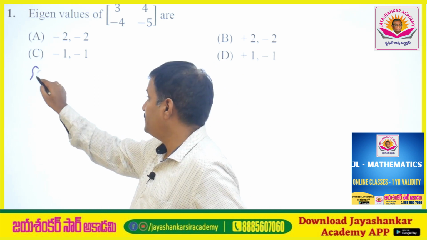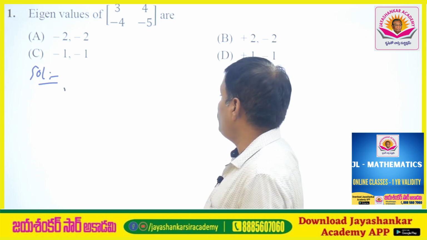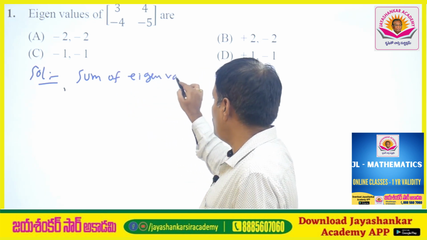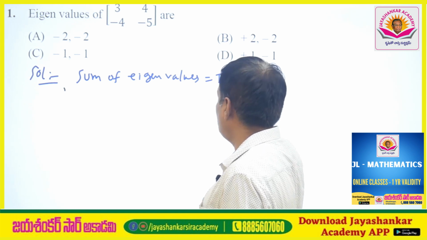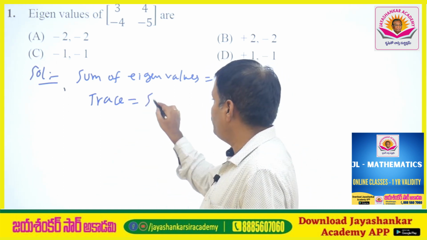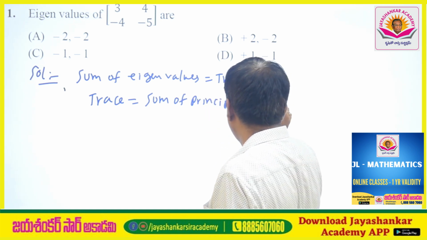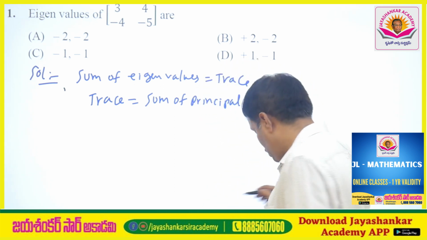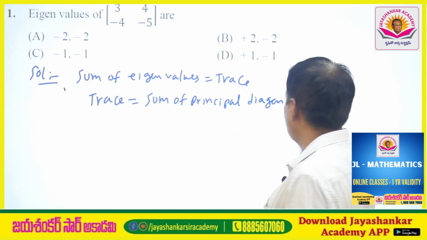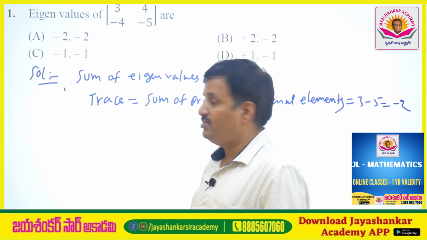The solution is as follows. To calculate the eigenvalues of this matrix, we use the property that the sum of eigenvalues is equal to the trace. What is the trace of the matrix? Trace is the sum of the principal diagonal elements. Here the trace is 3 minus 5, which is minus 2. So the sum of the eigenvalues is minus 2.